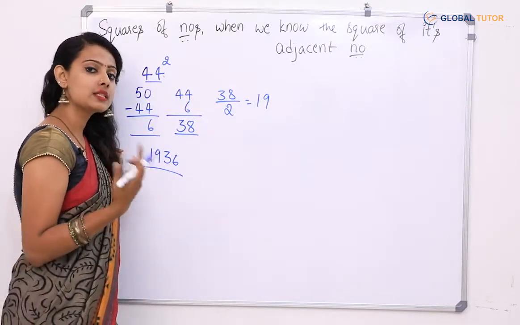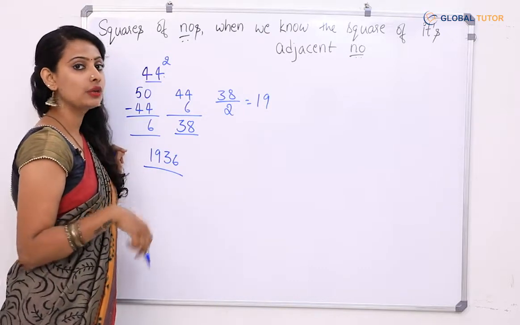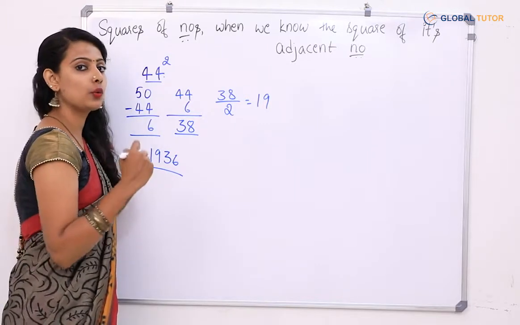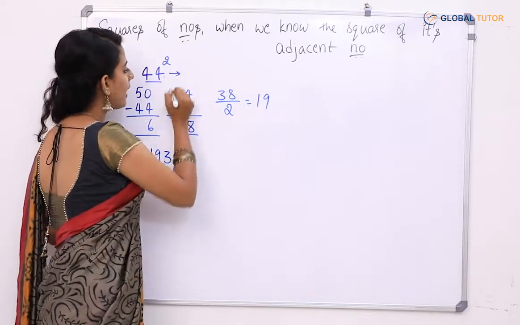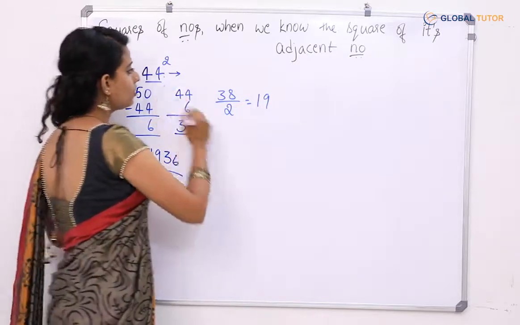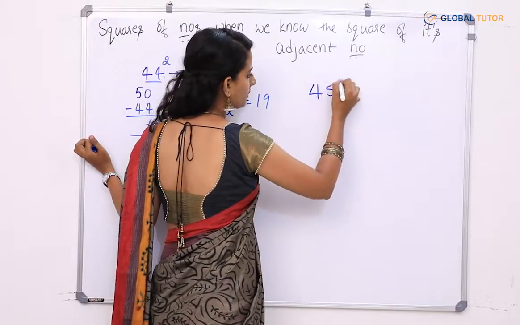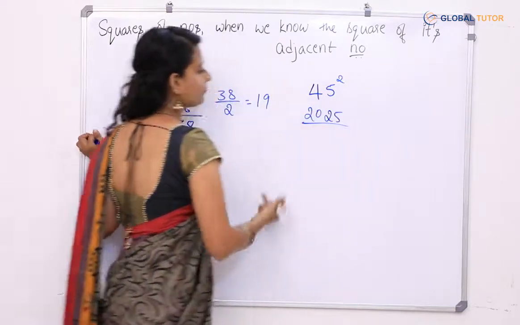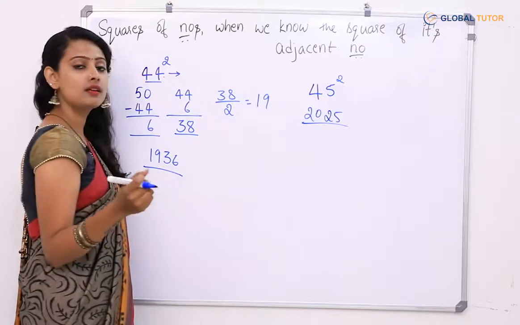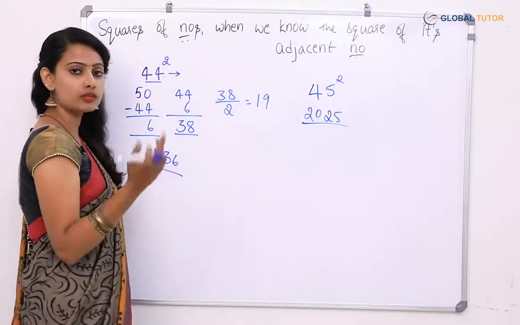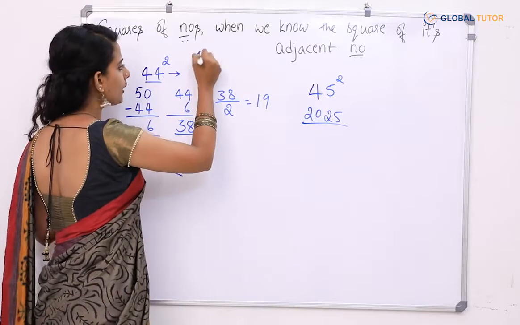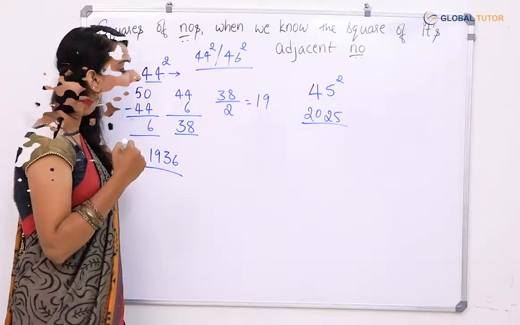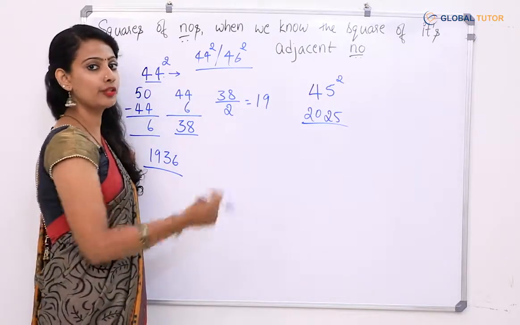But there is also another technique by which we can find the square of this number, provided we know the square of its adjacent number. So if we know 45 square, what is 45 square? 2025. Now because we know this particular square, it is easy to find either 44 square or 46 square. Let us learn this technique today. Let us see what is the technique that we are going to use here.